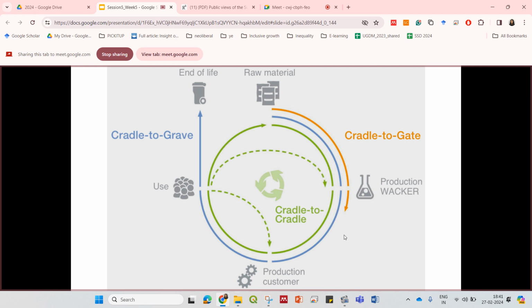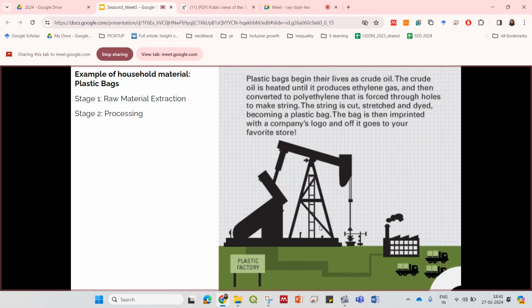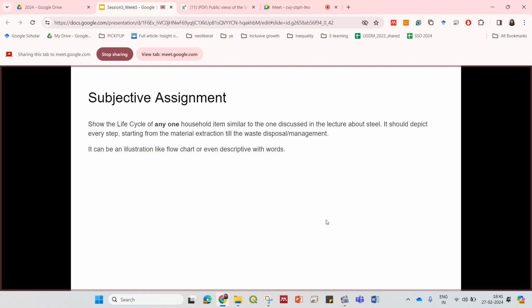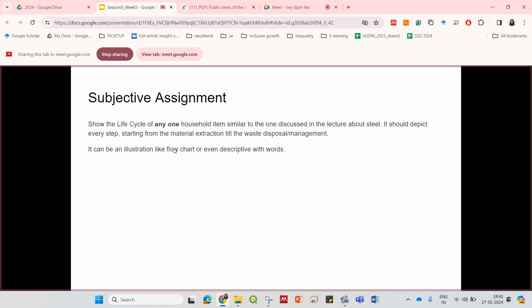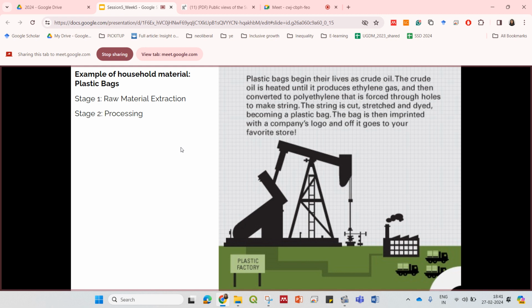This part of the life cycle where raw material is extracted and then it goes to the production area, so to the industry where manufacturing of particular product will be done, that part of the life cycle is also called cradle to gate. So I hope this main skeletal of life cycle and life cycle assessment is clear to you. The question asks to take any household item and discuss its life cycle assessment. So, for our example, I have taken the example of plastic bags.